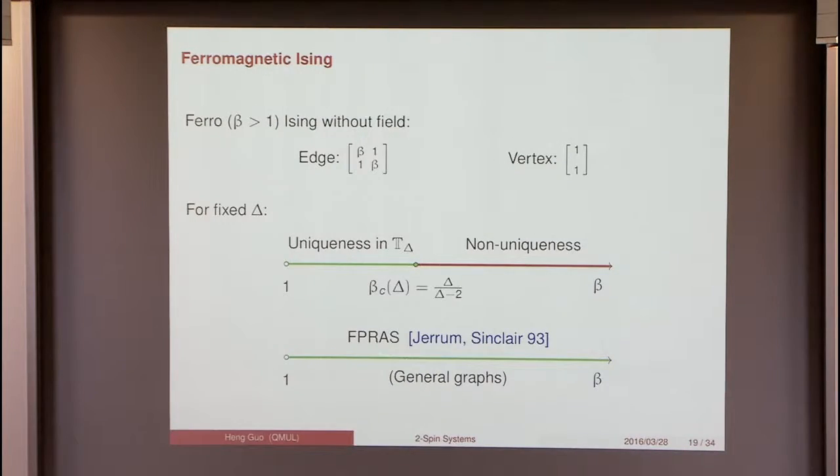However, we have the algorithm due to Jerrum and Sinclair that even for general graphs, not necessarily bounded degree, we always have an FPRAS. That is based on Markov chains. So we do have an algorithm even if uniqueness fails. So then the question is, what is the truth? What should be the criteria for this case?